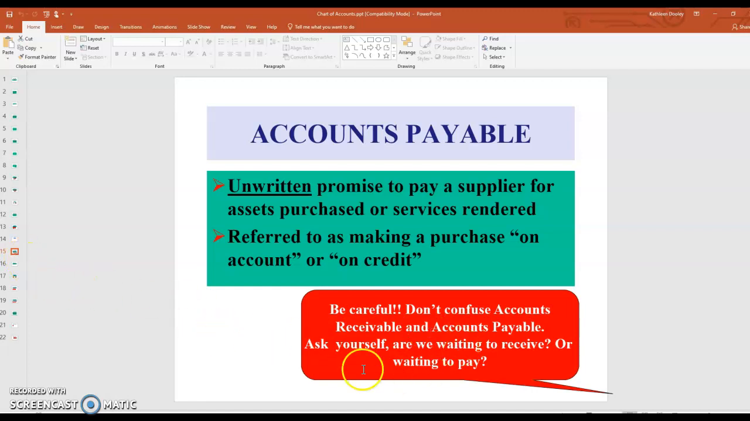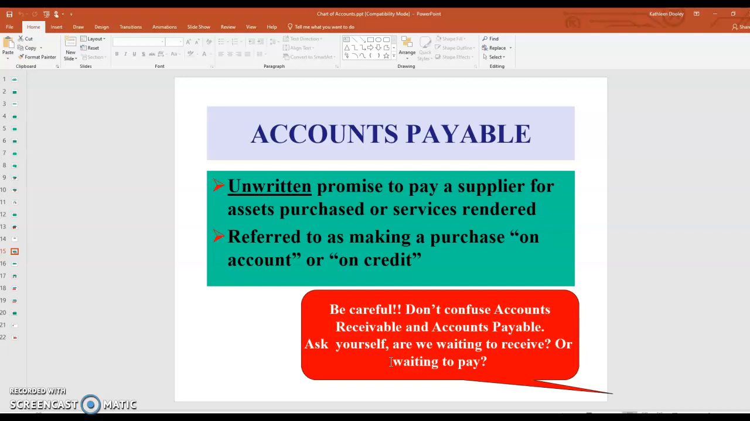Now down here in the red, it tells you to be careful. Don't confuse accounts receivable and accounts payable. You have to ask yourself, are we waiting to receive? In which case, we're going to receive in the future. It's going to be accounts receivable because the customer owes us today, but we're going to receive it in the future. That's accounts receivable. That's an asset. We own that money. It's just in their pocket right now.